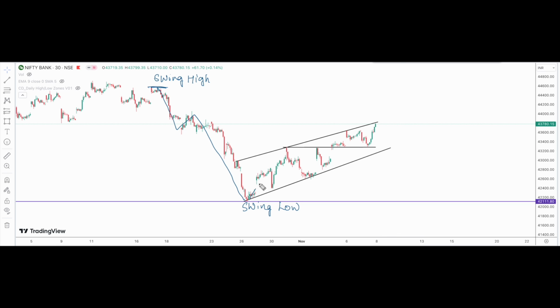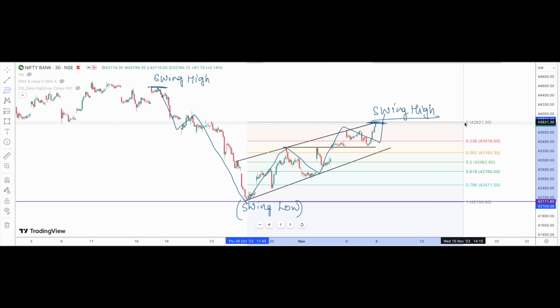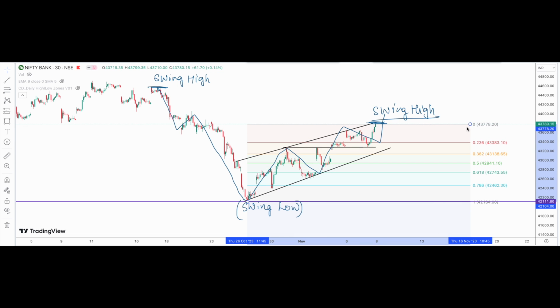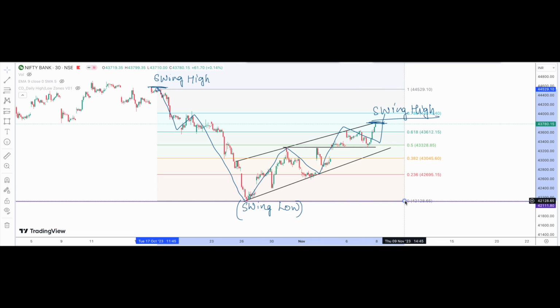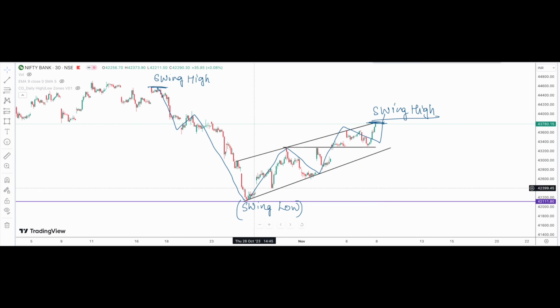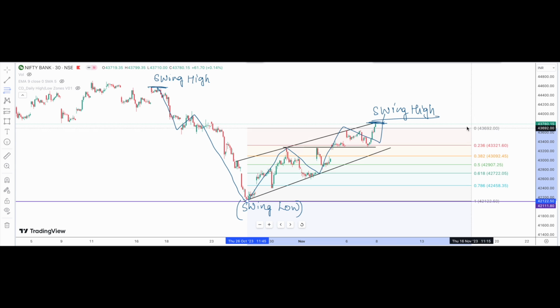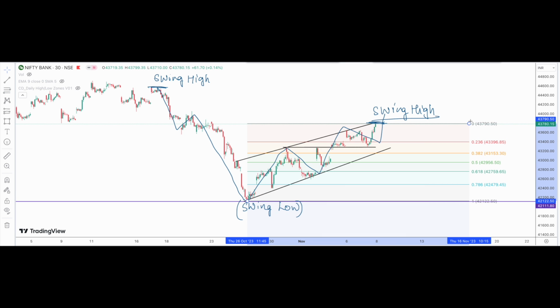Same way, when market is moving towards the upside, this is our swing low, right? And this is our swing high, correct? So from swing low to swing high, we will draw the Fibonacci levels. Very simple. When market is moving towards the downside, from swing high to swing low, we will draw the Fibonacci level. And when market is in uptrend, we do just the opposite. From swing low to swing high, we will draw the Fibonacci level.